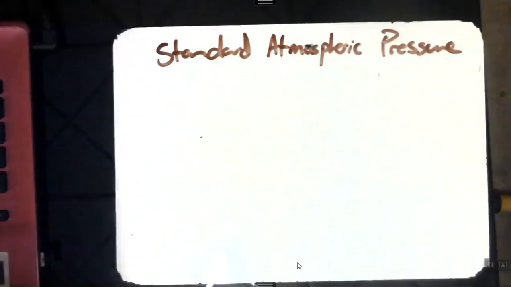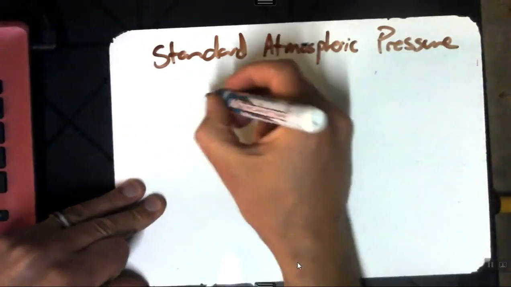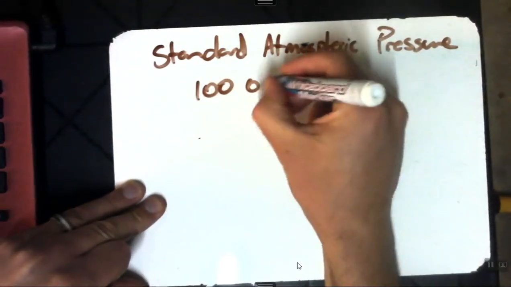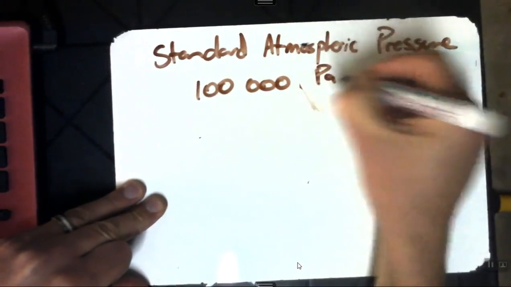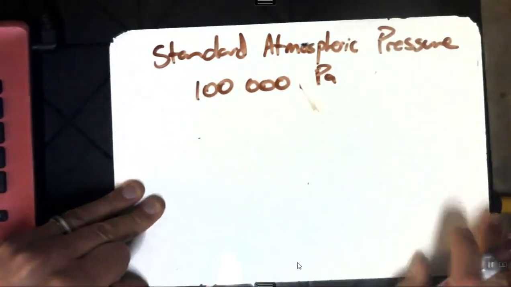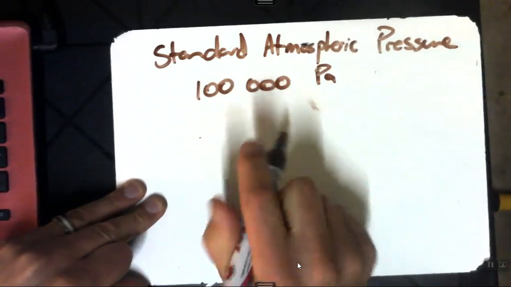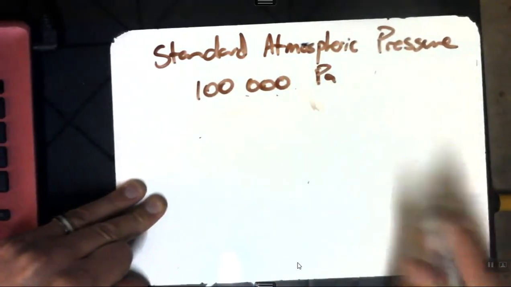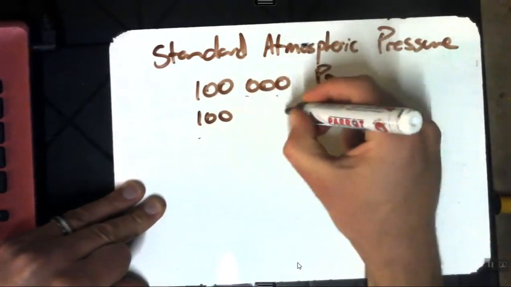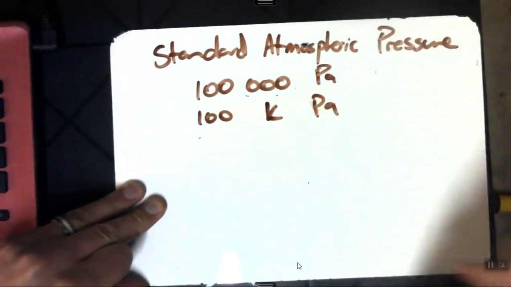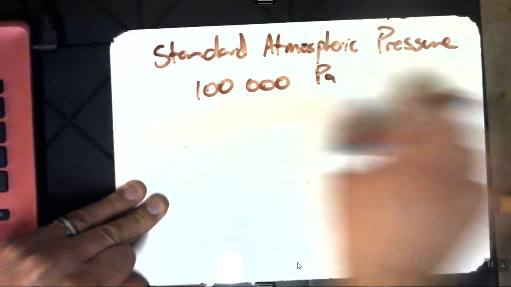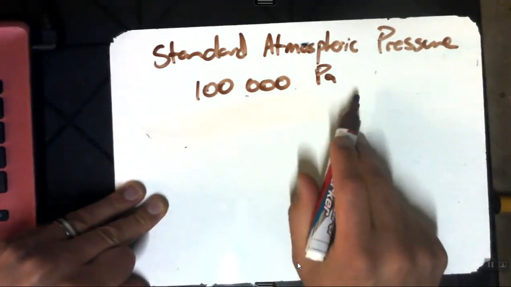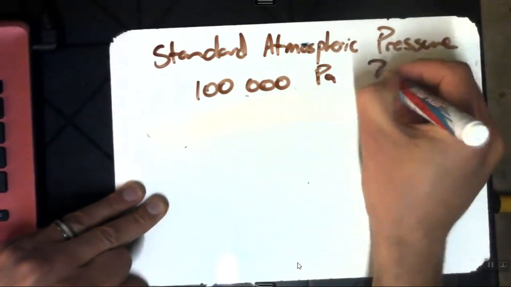We will now look at standard atmospheric pressure. So we've said that standard atmospheric pressure is 100,000 Pascal, or 100 kilopascal. If you convert those 3 zeros into kilo, you get 100 kilopascal, in scientific notation. So 100 kilopascal, where does that come from?